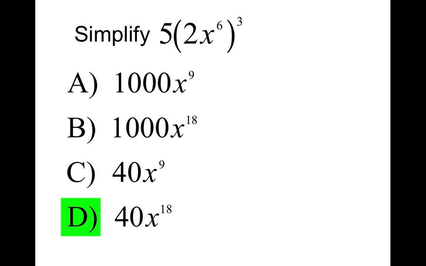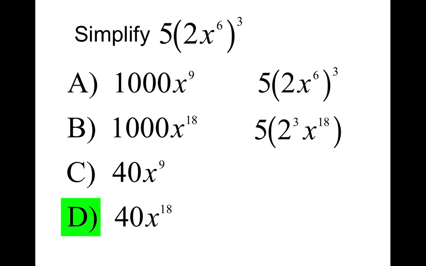This is equivalent to 40x to the 18th. We evaluate exponents before we multiply, so that 2x to the 6th raised to the 3rd power, we're going to deal with that first. 2 to the 3rd, and then 6 times 3 is 18. 2 to the 3rd is 8. Now we'll multiply. We've got 5 times 8 times x to the 18th, so we can evaluate 5 times 8.